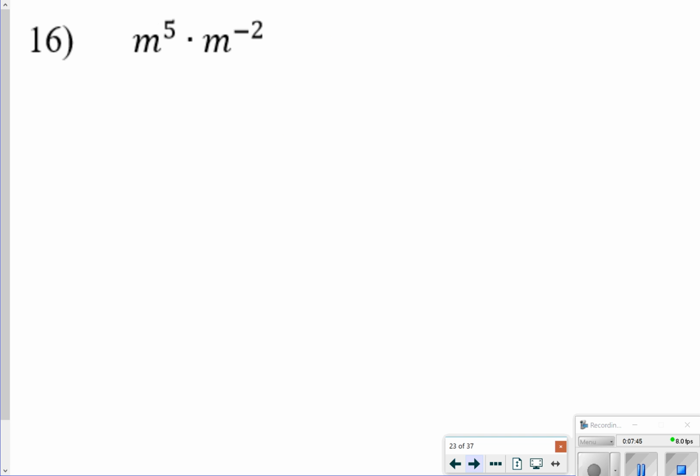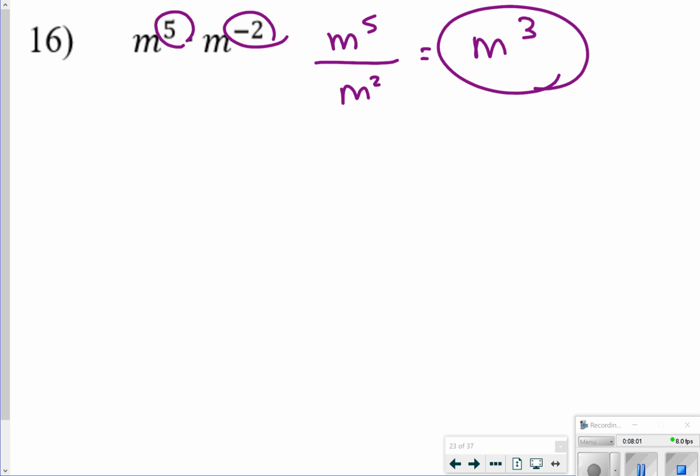Okay, let's go ahead and flip the page. Looking at number 16, we have m to the 5th times m to the negative 2nd. That one is going to give us m to the 5th over m to the 2nd, which is equal to m to the 3rd. Or you could have just added 5 plus negative 2 and automatically gotten your 3.